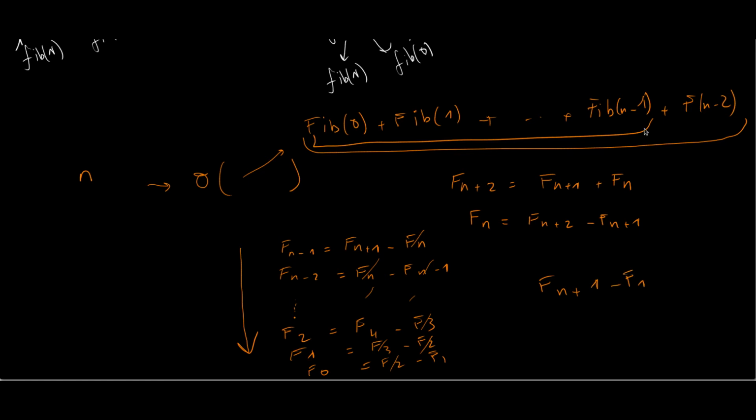So this is the sum of all these elements. And the sum of everything here will be f of n plus 1 minus f of 1 plus f of n minus 2. So this is the exact number of function calls that are done each time I want to calculate the nth Fibonacci number. So the complexity of this approach here will be equal to f of n plus 1 minus f of 1 plus f of n minus 2.